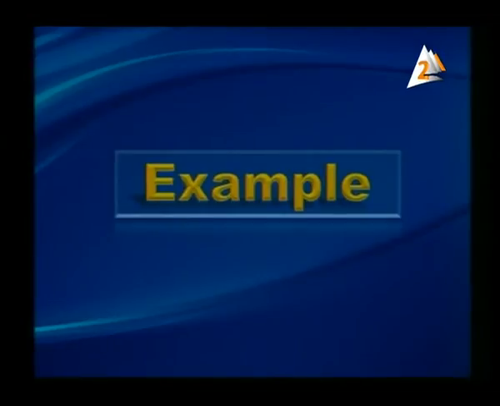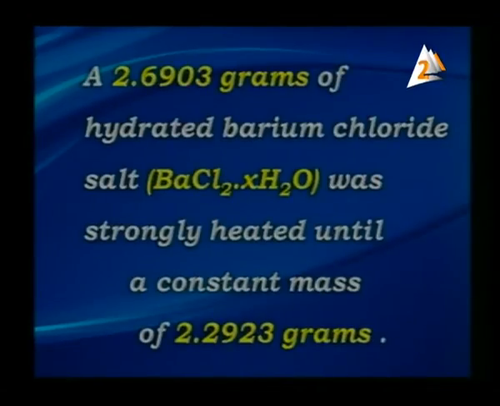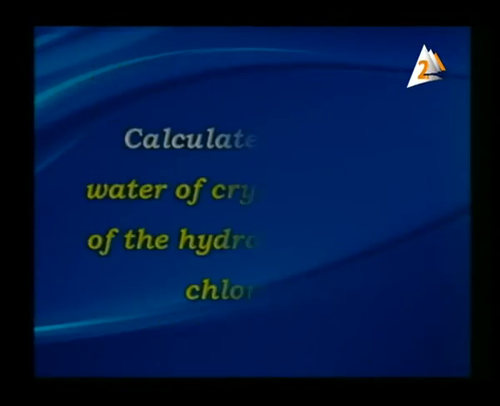What about the example, the first one? The example here is 2.6903 grams of hydrated barium chloride. When I see this word, you must say it has an important formula, which will be BaCl2.XH2O. It is a very important example, so concentrate with us very well. BaCl2.XH2O was strongly heated until a constant mass of 2.2923 grams of this salt.